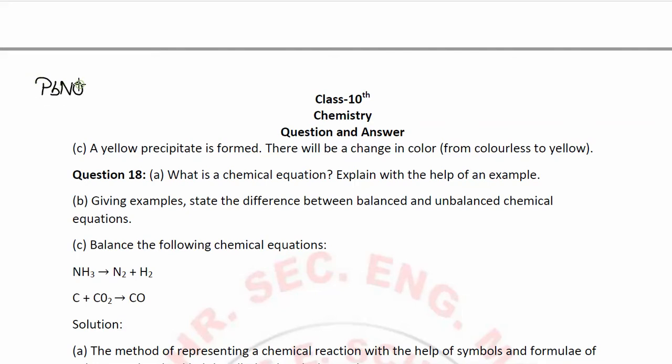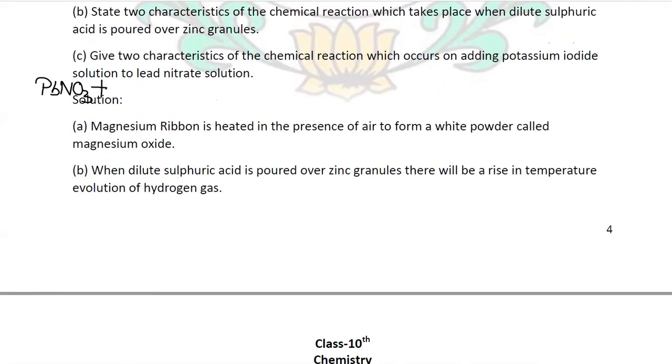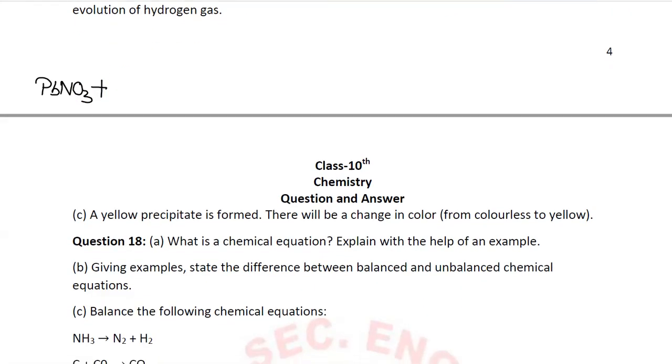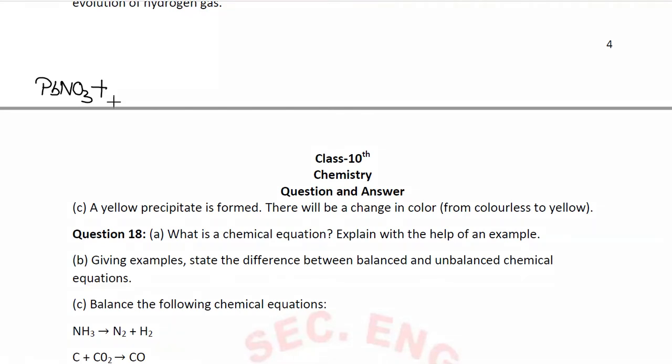PbNO3 plus what was the other compound? I think it was potassium iodide. Okay, KI. When lead nitrate is treated with potassium iodide, KI plus PbNO3, what will happen?